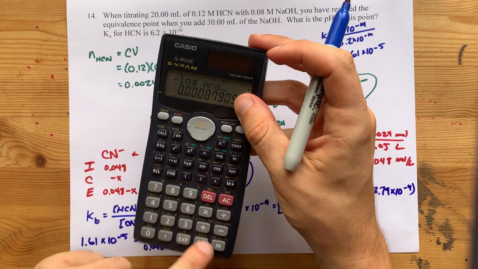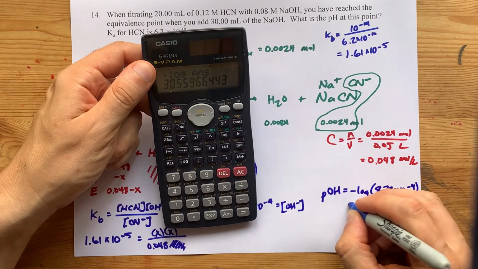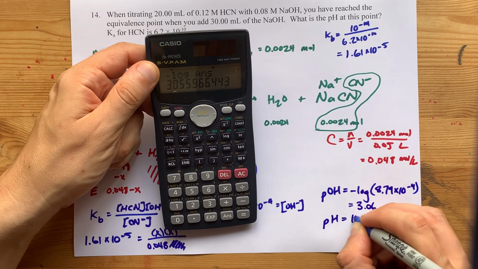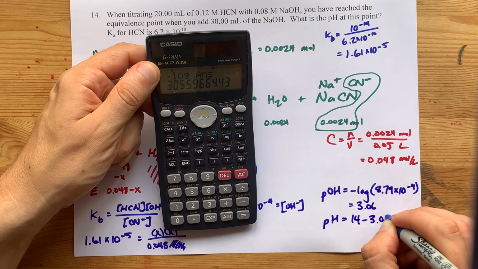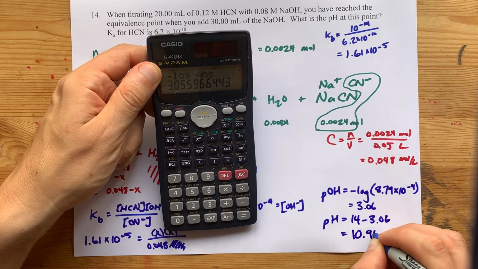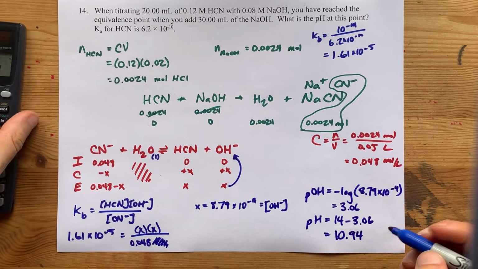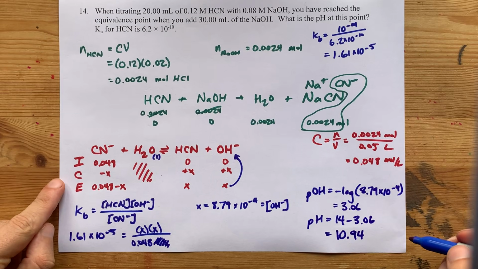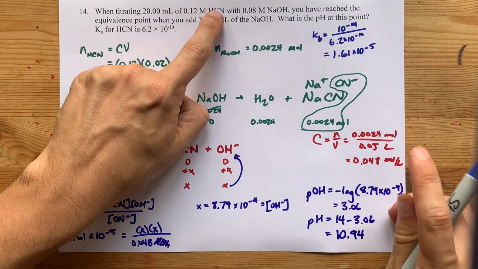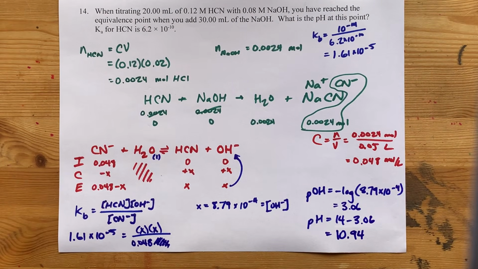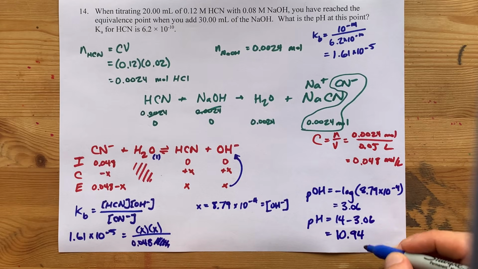Negative log of that answer gives me a pOH of 3.06, but the pH itself is 14 minus that. That gives me 10.94. A still basic pH. Well, that makes sense, because if I'm adding the same amount of weak acid and strong base, the base should win out in the end. The pH at equivalence here is almost 11.